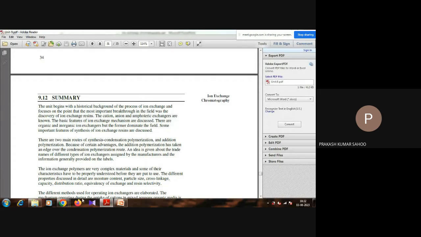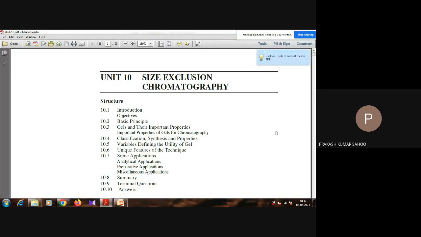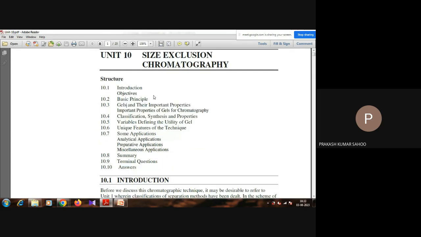In the next part, we will have the next unit, that is size exclusion chromatography. This is another important chromatographic method which is widely used, that depends on the particle size of the sample. Here also, in ion exchange there is application of resin, but in size exclusion there is application of gel. In this part we will discuss what is the basic principle involved, what are the properties of gel, how we can classify and synthesize the gels, what are the utilities, unique features, and at the end we have some applications.